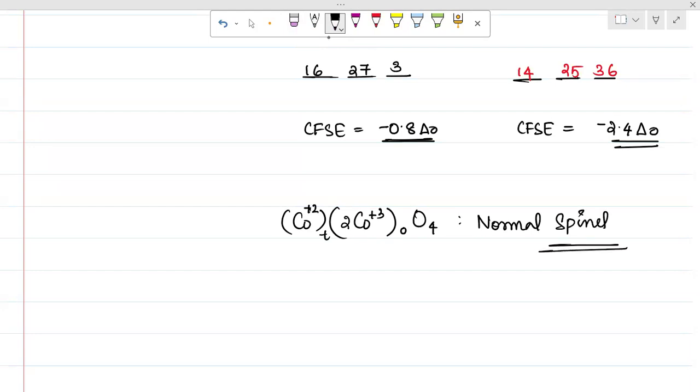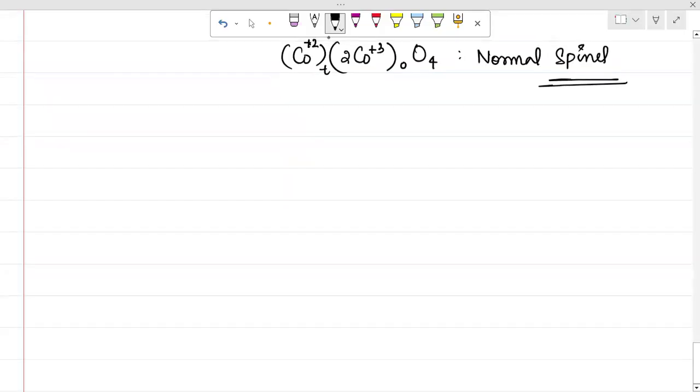Okay. So in most of the cases, you can use this method to actually find whether it is normal or whether it is inverse. But in the question papers, you get tricky questions wherein, for example, let me tell you an example.